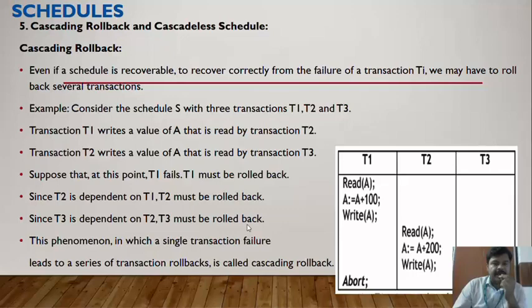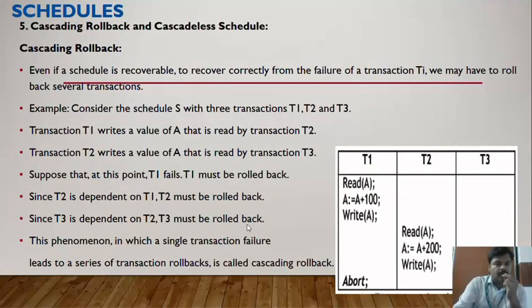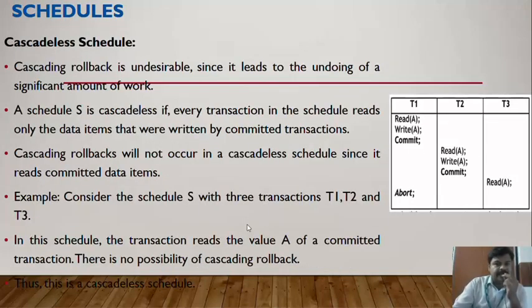We will be rolling back even for recoverable schedules. Next one is a cascadeless schedule. Cascading rollback is undesirable since it leads to undoing a significant amount of work. You can see here there is no commit in T1, T2, T3. Here you can see there is a commit in T1, T2 and T3. A schedule S is cascadeless if the transactions in the schedule read only the data items that were written by committed transactions.